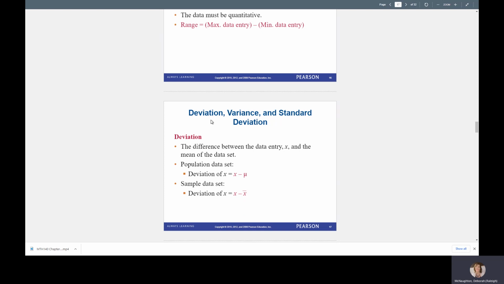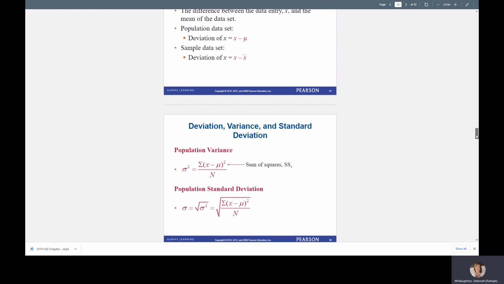Okay, next, the deviation, variance, and standard deviation. The deviation is the difference between a single data entry x and the mean of the data set. For each data value, we can subtract off the mean, mu for a population data set, or x bar for a sample data set. We take the x value, subtract off the mean, and that's that data value's deviation from the mean. So that's what deviation means.